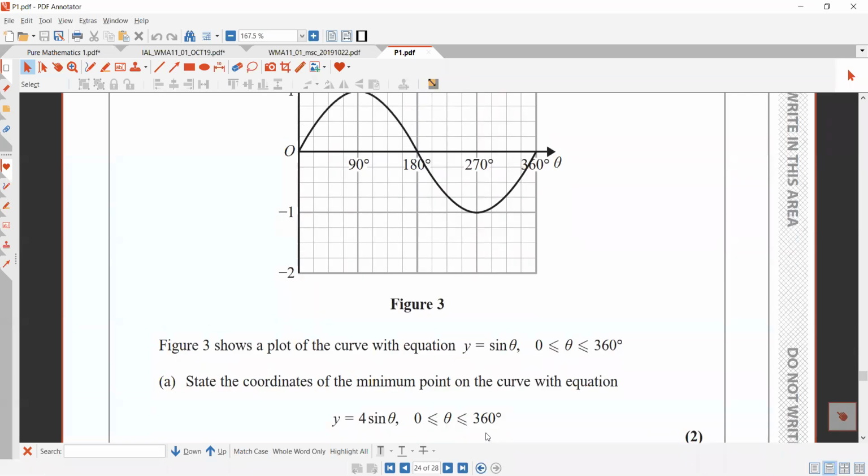Okay, part A you can do on your own. Check.